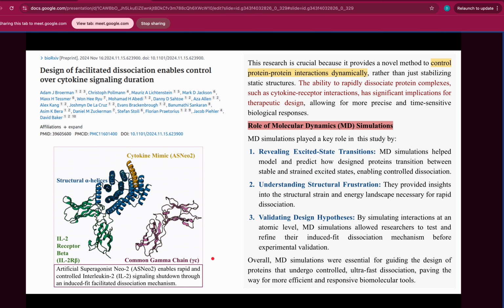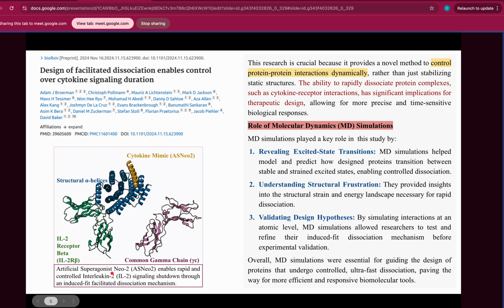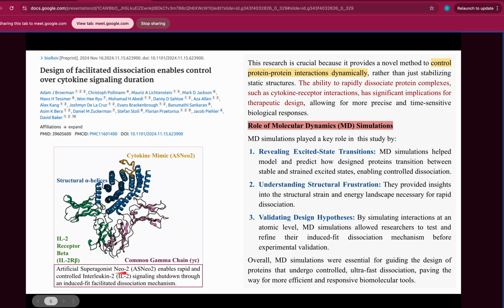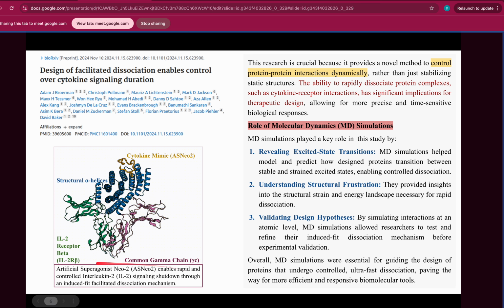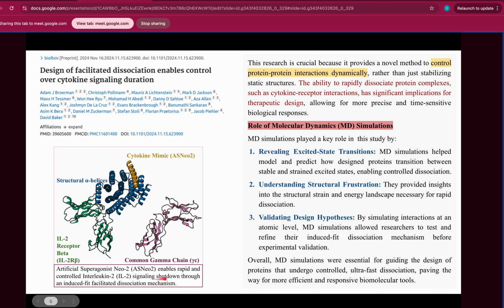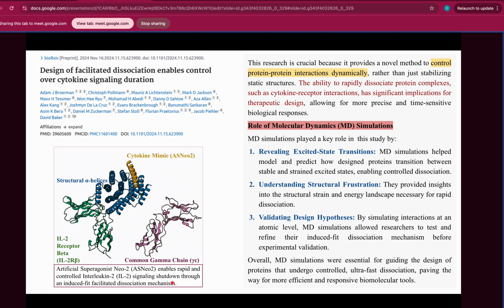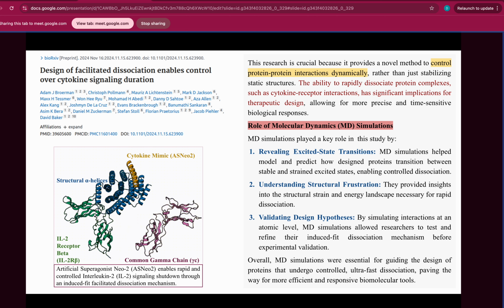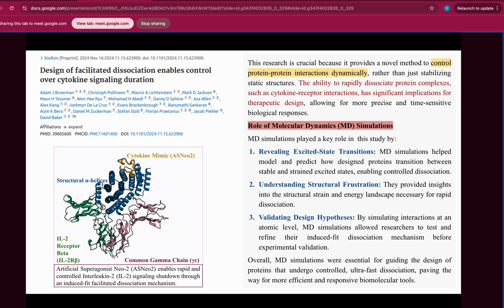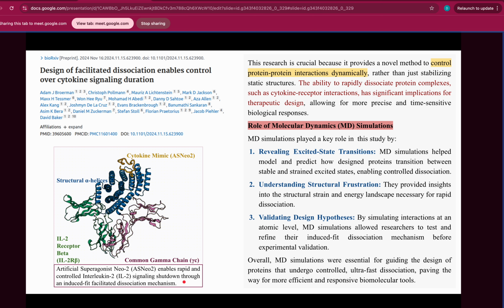So this is about this. And if we talk about the details of this figure, it shows the artificial superagonist NEO2, which is this cytokine mimic. It enables rapid and controlled interleukin 2 signaling shutdown. In normal cases, interleukin 2 signaling happens if there is some kind of viral encounter or infection in our body. So interleukin gets activated and starts a series of reactions.